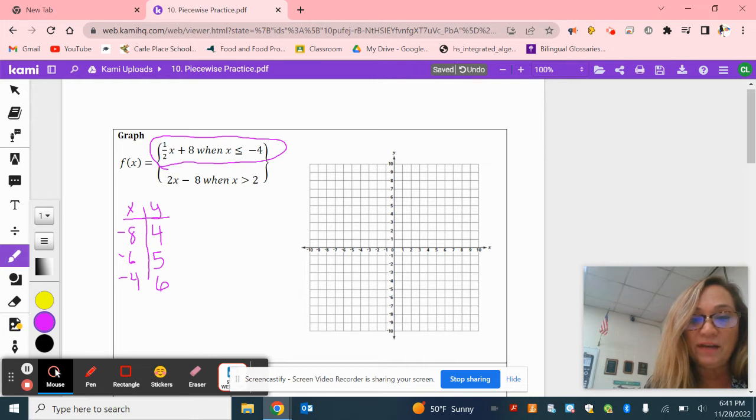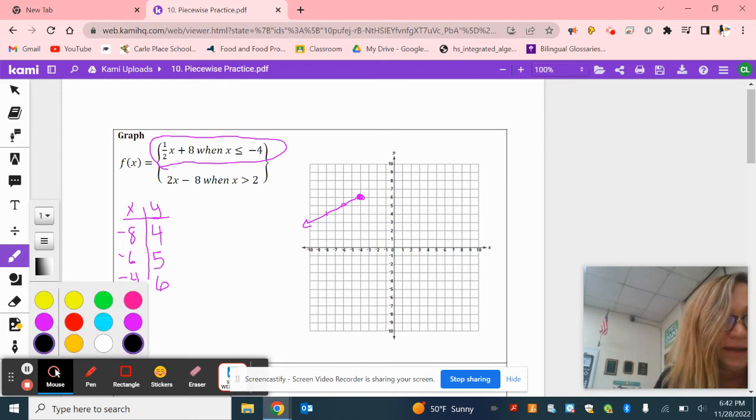So I'm going to -8, +4. I'm going to -6, +5. And I'm going to -4, +6. At -4, +6, I'm going to make a closed circle. And this is going to become a ray. So it's all the points that are -4 or less. Okay, so basically, I'm graphing the line y equals half of an x plus 8, but I'm only graphing a piece of it.